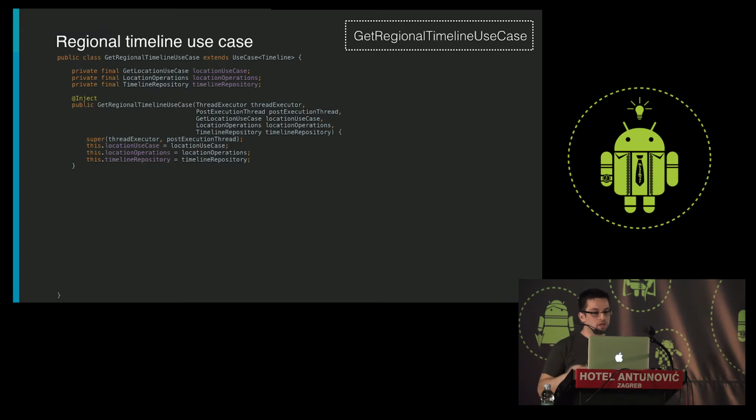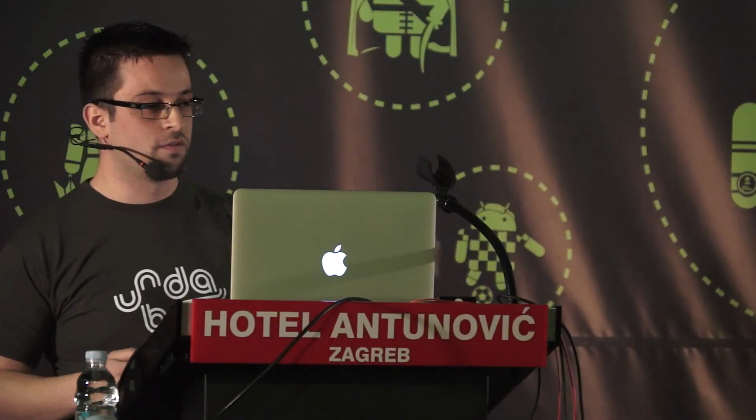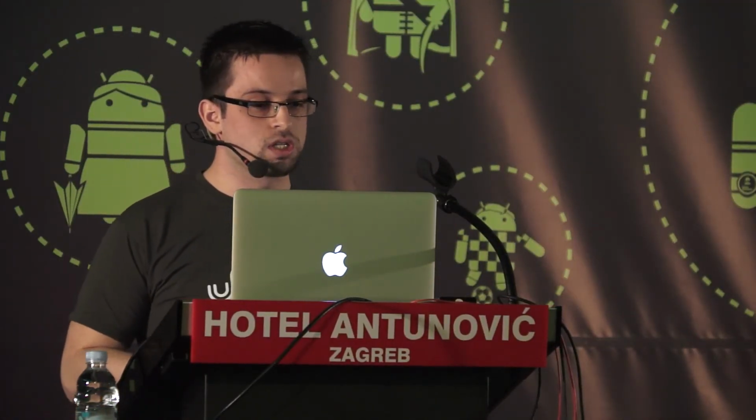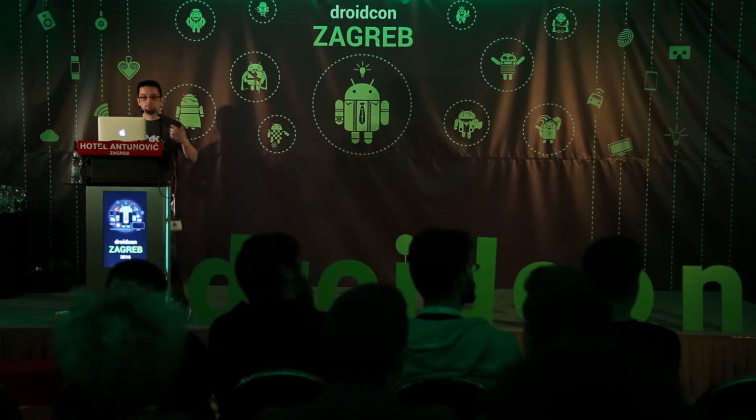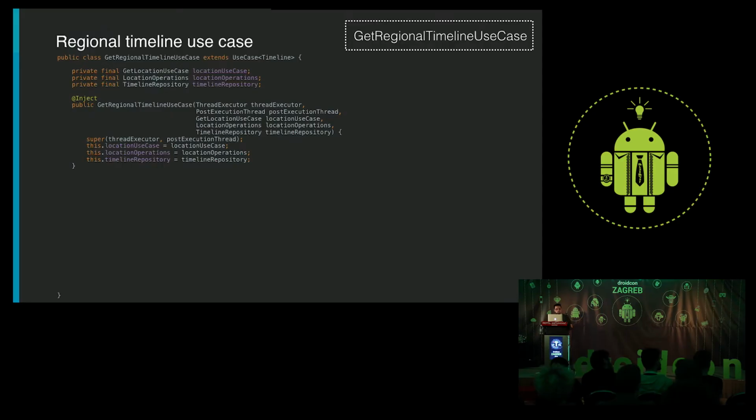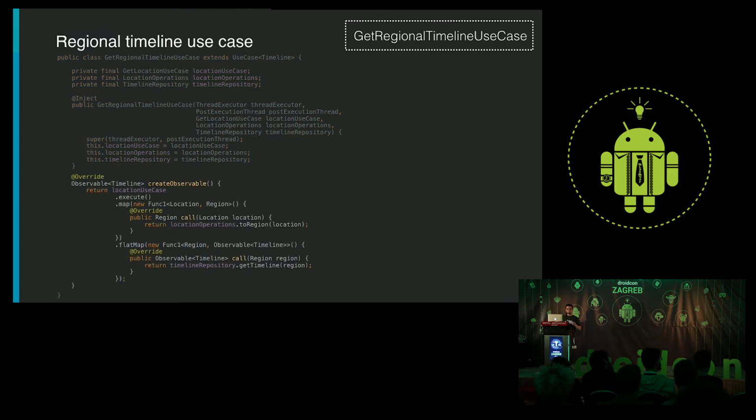Then we'll need to map that location into a region, and therefore we have a dependency on a business logic class, location operation in this case. And finally, we need to fetch data from somewhere, which means we'll depend on a repository for a timeline. All of these are provided via constructor injection, and in create observable, we are calling this location use case and transforming it into a stream by calling execute upon it.